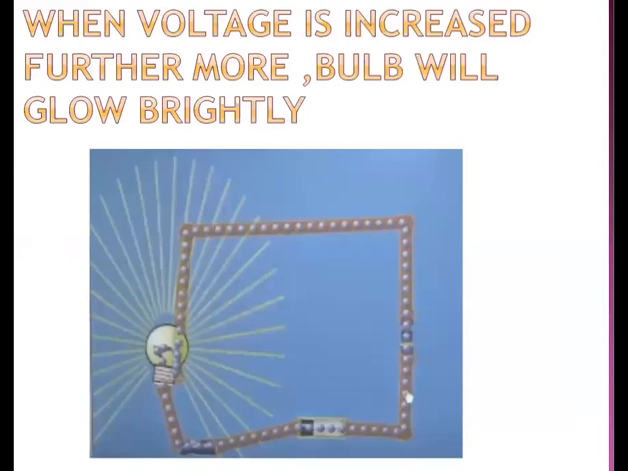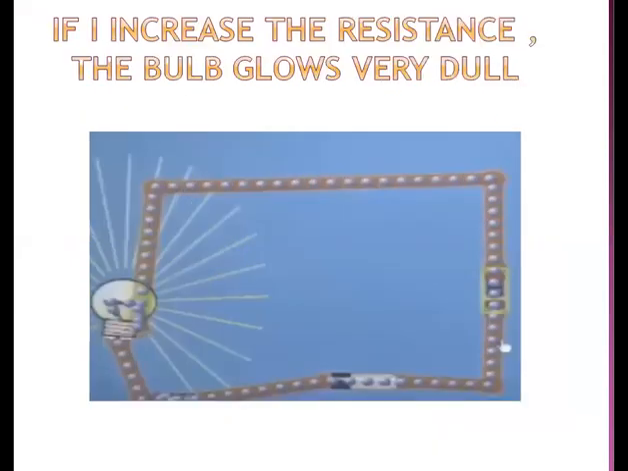Now let us say we change the value of the resistance. As I told you earlier, resistance is like the dirt in your pipe. It hinders the flow of water. In this case, the resistance hinders the flow of electrons. Now the value of resistance is 10 ohm. I want to increase it to around 20 ohms. From 10 ohm, I have increased it to 20 ohm.